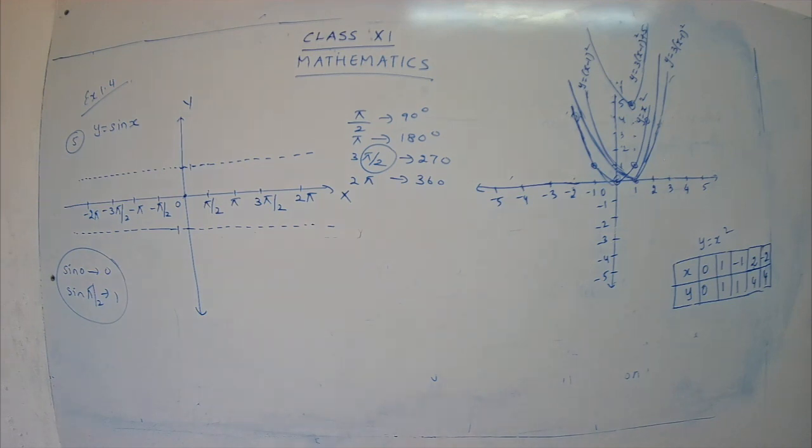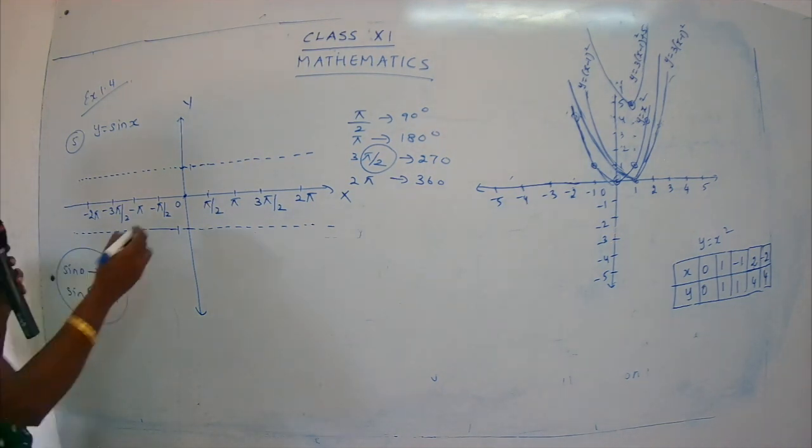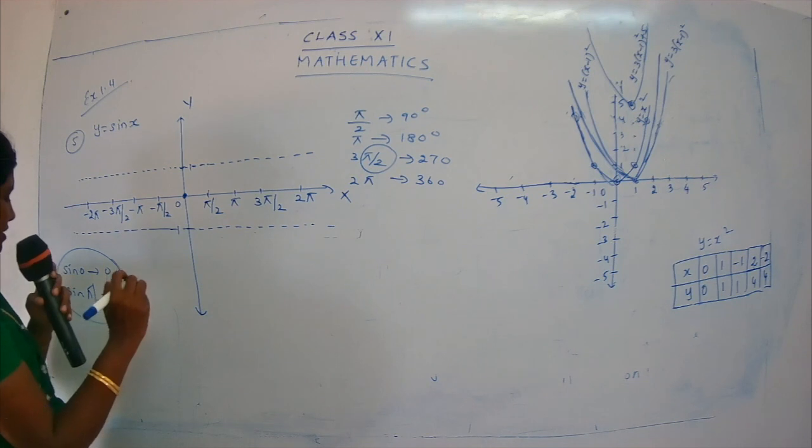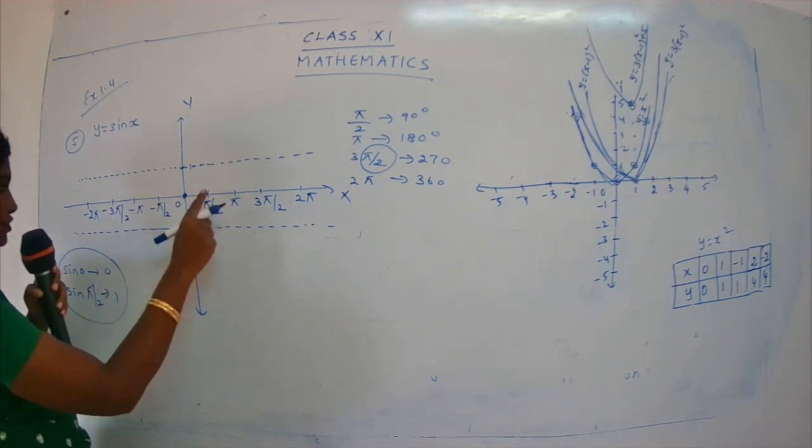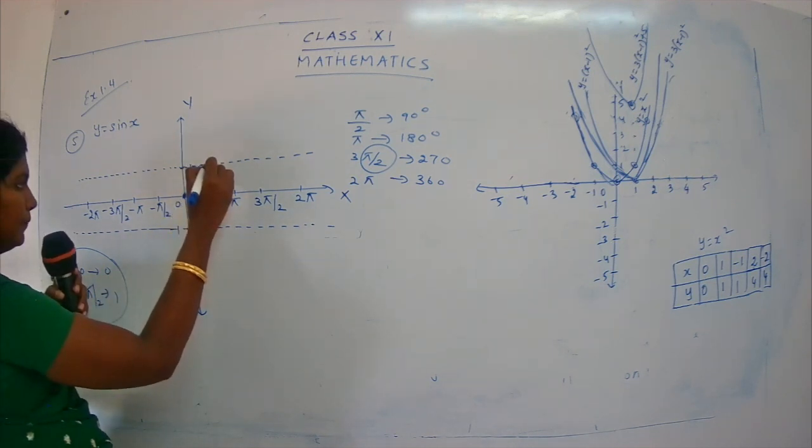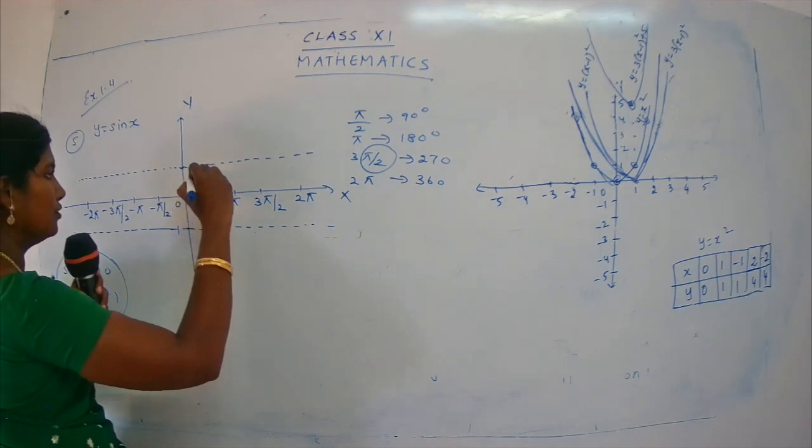Have you drawn the dotted lines? Okay, now let's start. So 0, 0. So where do you get 0, 0? Here, somewhere. Sine of 0 is 0. Sine of pi by 2 is 1, somewhere here. Yes, children? So it goes like this.